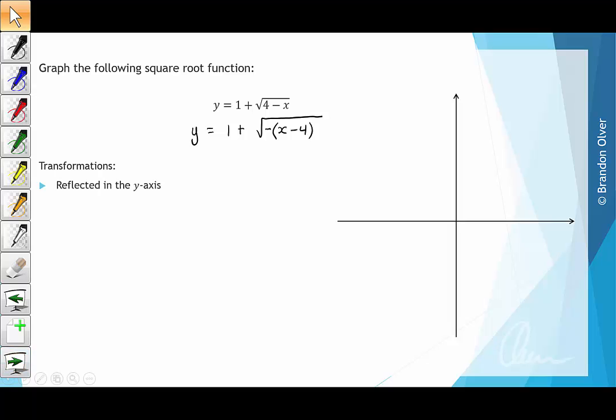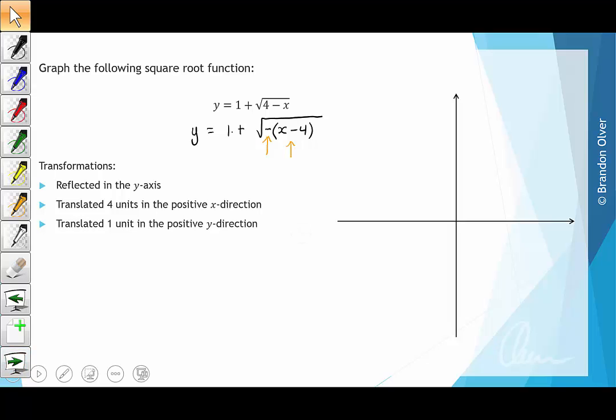So it's been reflected in the y-axis due to the negative appearing here. It's been translated 4 units in the positive x direction due to the x minus 4. So if you take the 0 of that bracket, you get x equals 4. And it's also been translated 1 unit in the positive y direction, which is because of this value here.